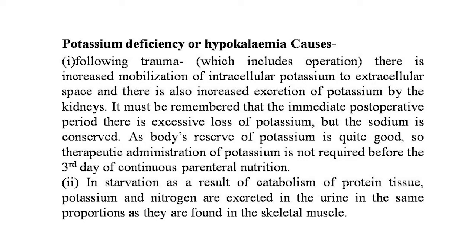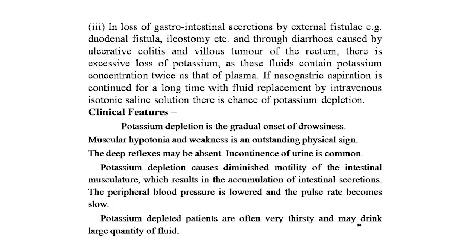In starvation, as the result of the catabolism of protein tissues, potassium and nitrogen are excreted in the urine in the same proportion as they are found in the skeletal muscles. And third reason of the hypokalaemia is loss of the gastrointestinal secretions by external fistulas, that is the duodenal fistula, ileostomy, etc., and through the diarrhea caused by the ulcerative colitis and villous tumor of the rectum, there is excessive loss of the potassium as these fluids contain potassium concentration twice that of the plasma. If nasogastric aspiration is continued for a long time, with fluid replacement by the intravenous isotonic saline solutions, there is a chance of the potassium depletion.